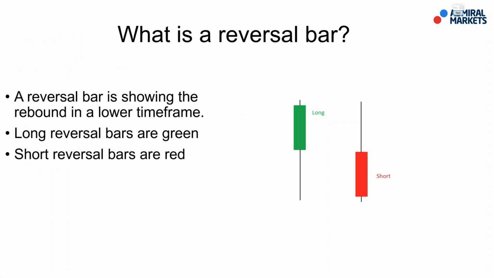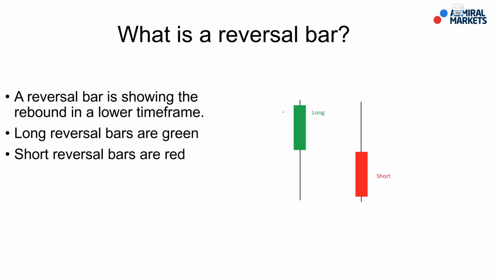Basically, a reversal bar shows you the rebound in a lower time frame. Long reversal bars have a green body, and short reversal bars have a red body. So what does it mean when I say a reversal bar is showing the rebound in a lower time frame? Let me show you. A long reversal bar.